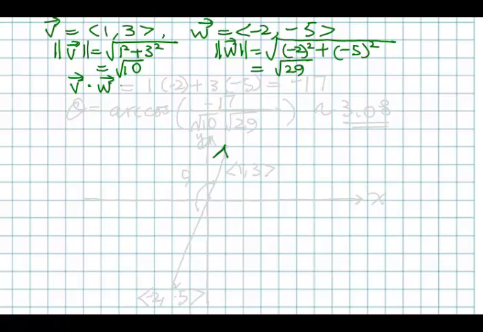Vector v dot vector w equals the product of the x components, 1 times -2, plus the product of the y components, 3 times -5. That equals -17. Using the formula we got, theta equals arc cosine of -17 over square root of 10 times square root of 29.